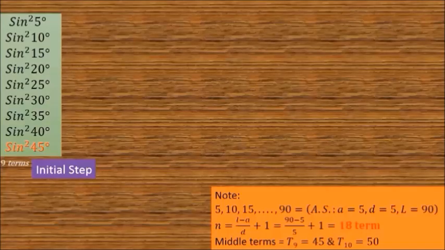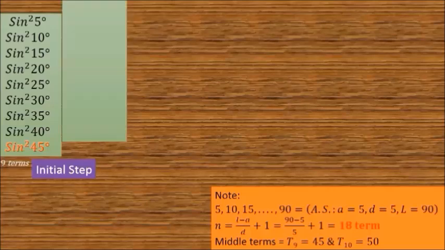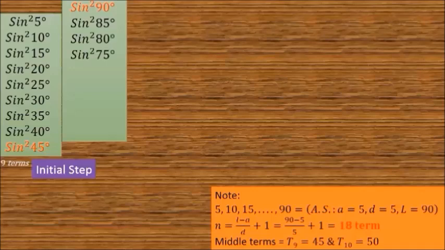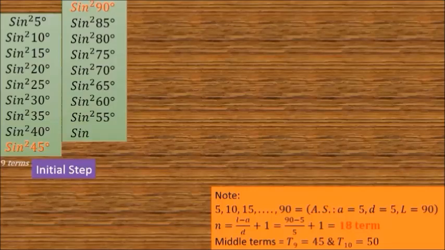So we have now 9 terms, and completing the sequence starting from sine square 90, sine square 85 till sine square 50, but writing them from bottom to top. Okay, 90, 85, 80 and so on. These are another 9 terms also.